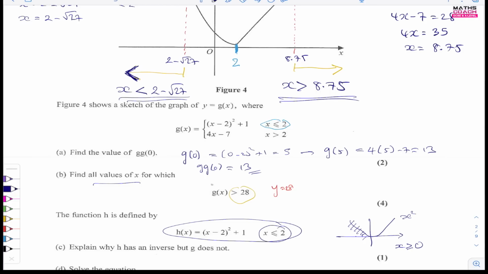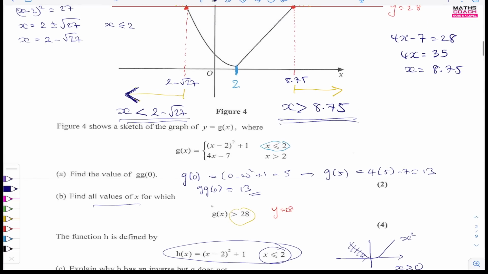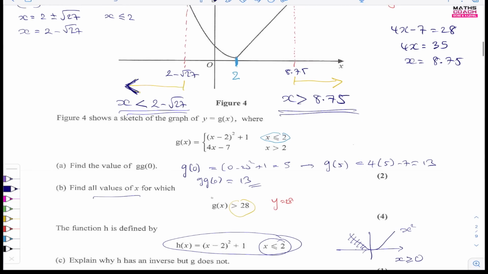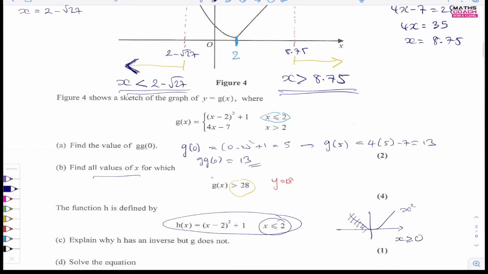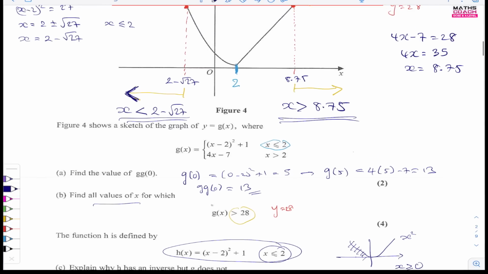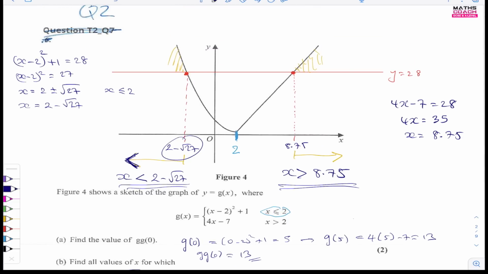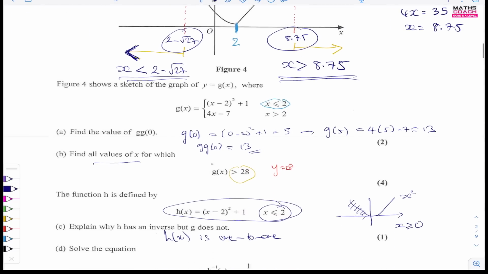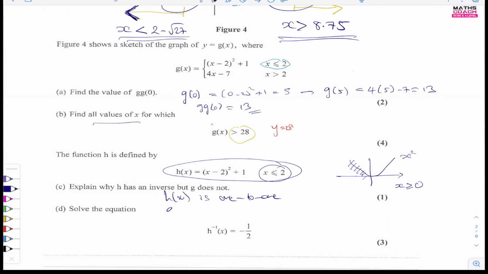So you can see here that x is limited to 2 or less. As you can see from the graph, for x less than or equal to 2, the quadratic is just one branch of it. So h of x is therefore a one-to-one function. And g of x, you can see here that we've got two different x values giving you the same y value. So g of x is a many-to-one function. So that's the reason why h of x has an inverse and g of x doesn't.